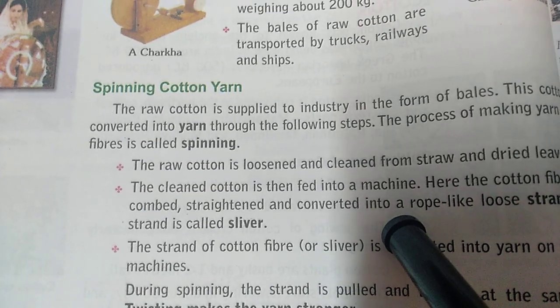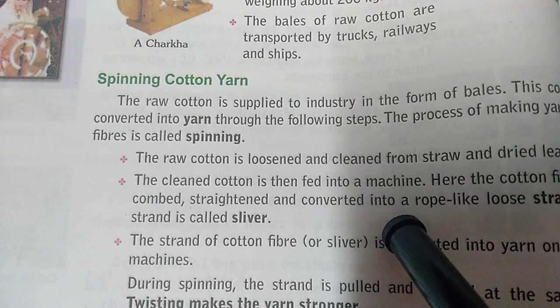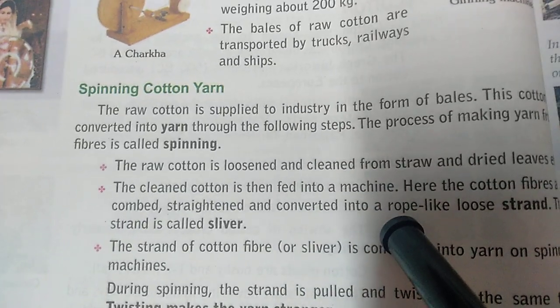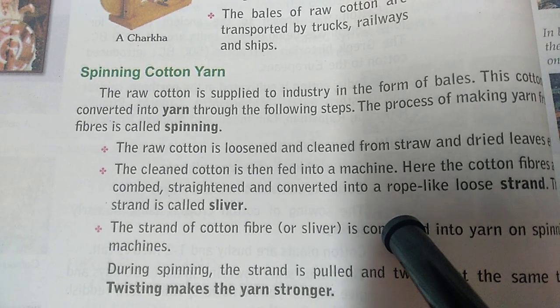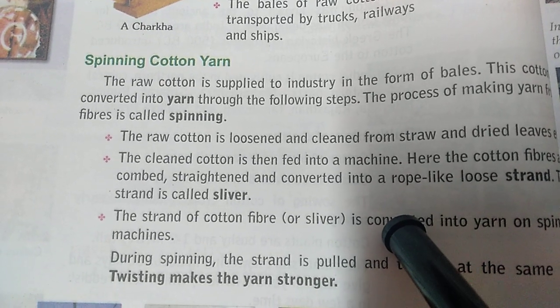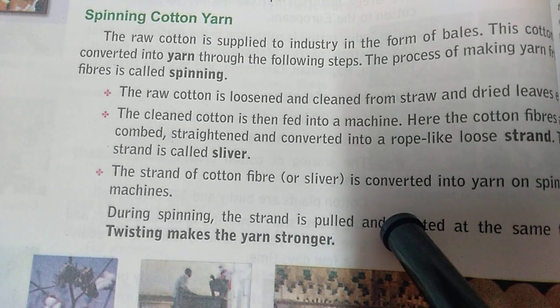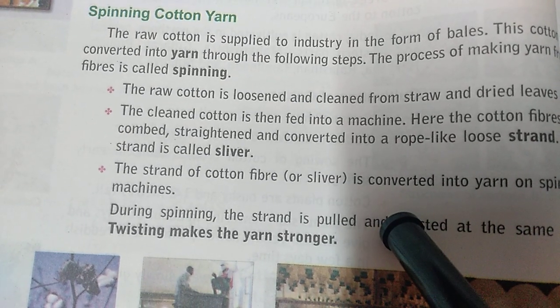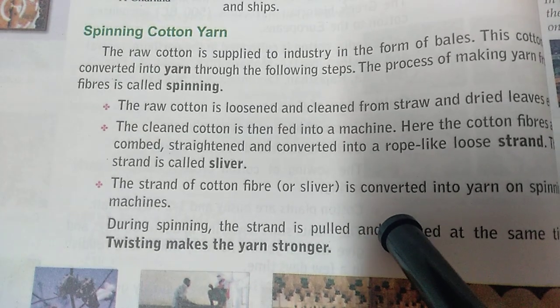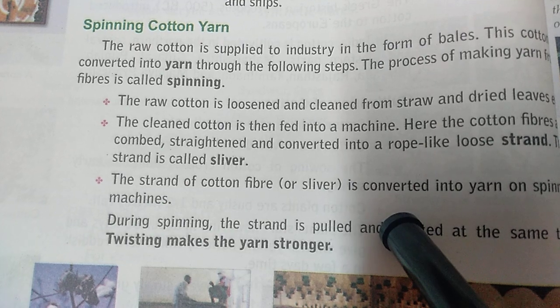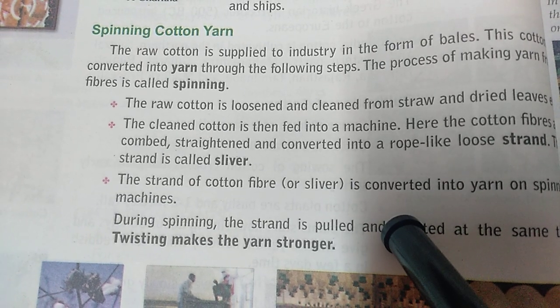Bales of cotton are used to make yarns. Yarn is a twisted fiber. First, in the whole process, raw cotton is loosened and cleaned from straw and dried leaves. The bales are the compressed cotton, so it will be loosened, and then it will be cleaned of dried leaves and straws.